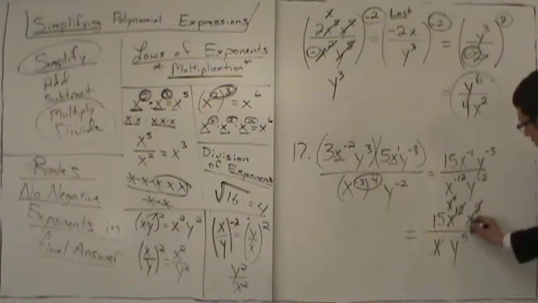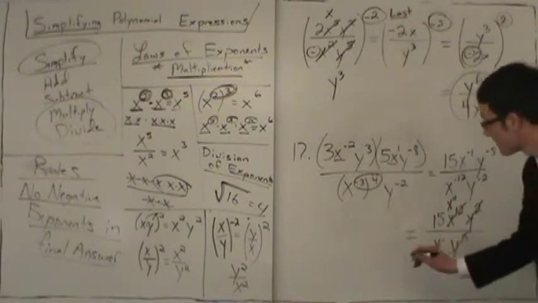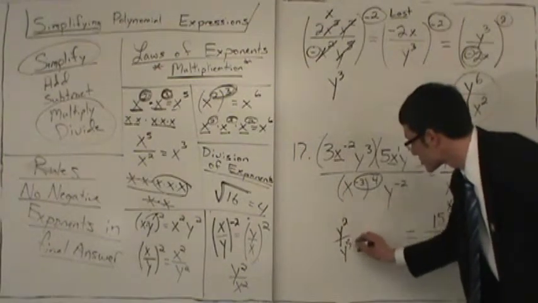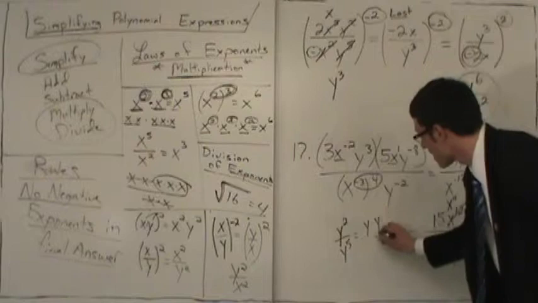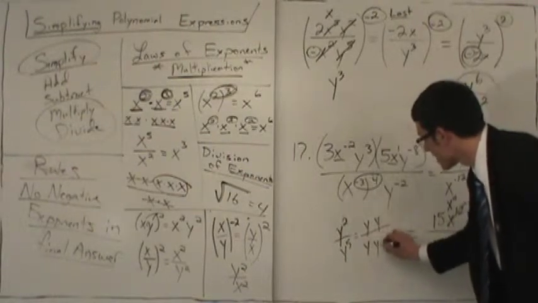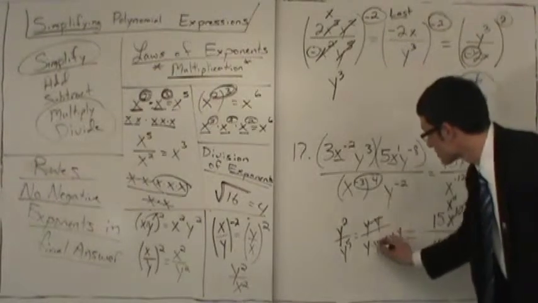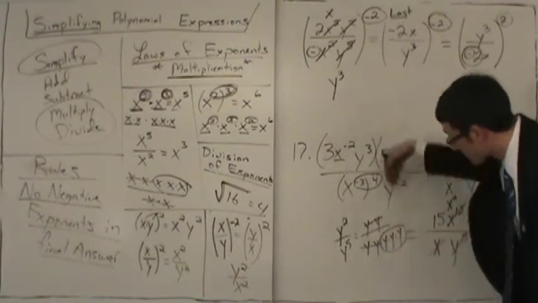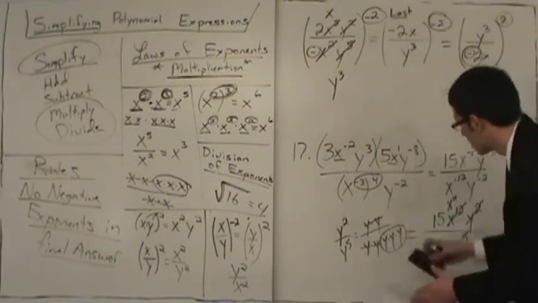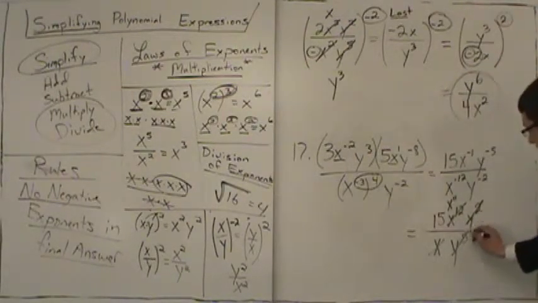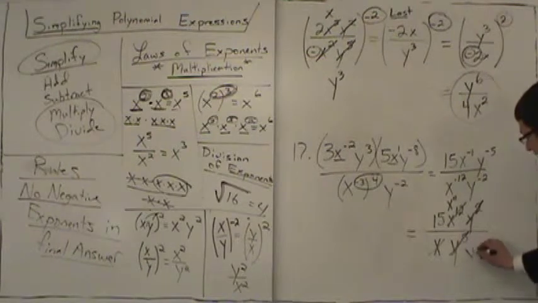And cancel 2 y's with 5 y's. If you're still having a hard time seeing this, let me write it. Y squared over y to the fifth, I'm showing you. This is y times y over what? Y times y times y times y times y. 2 y's over 5 y's, we cancel 2 with 2, we're left with how many? We're left with 3 on the bottom. So hopefully you can see this. If we cancel 2 y's with 5 y's, we're left with 3 y's on the bottom.